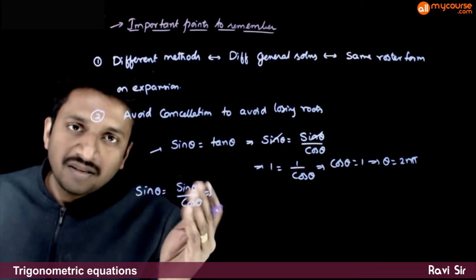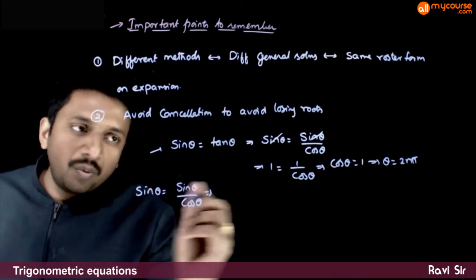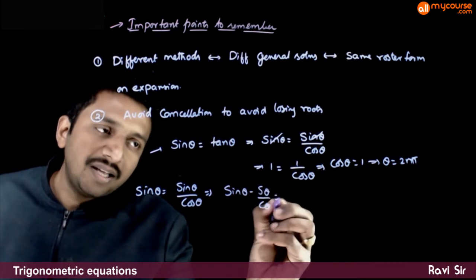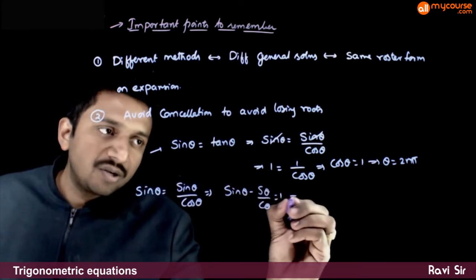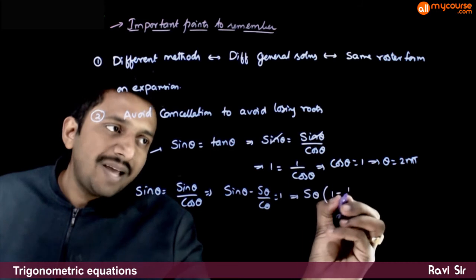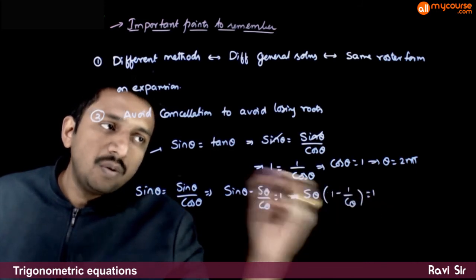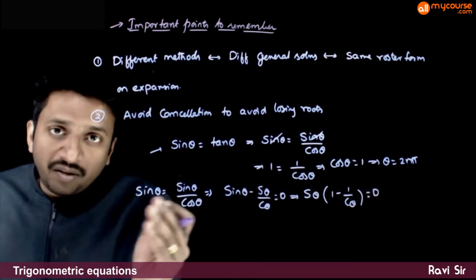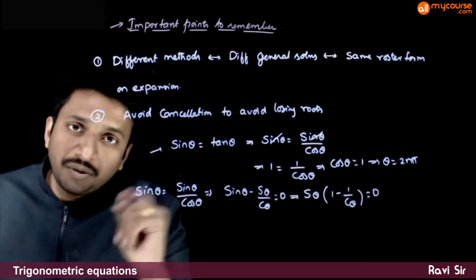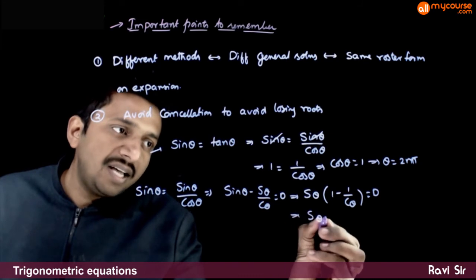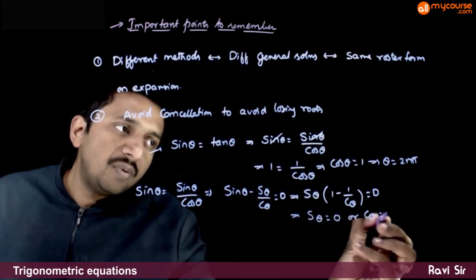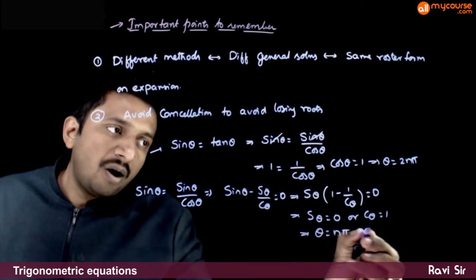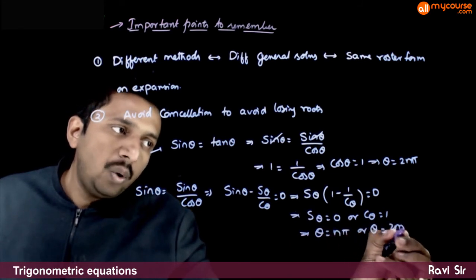This implies, if you bring both of them onto one side, sine theta minus sine theta by cos theta is equal to 0. Take sine theta as common. Sine theta times (1 minus 1 by cos theta) is equal to 0. Right? If you bring this onto this side, you get 0 here. This implies either sine theta is equal to 0 or cos theta is equal to 1. This implies theta is equal to n pi or theta is equal to 2m pi.